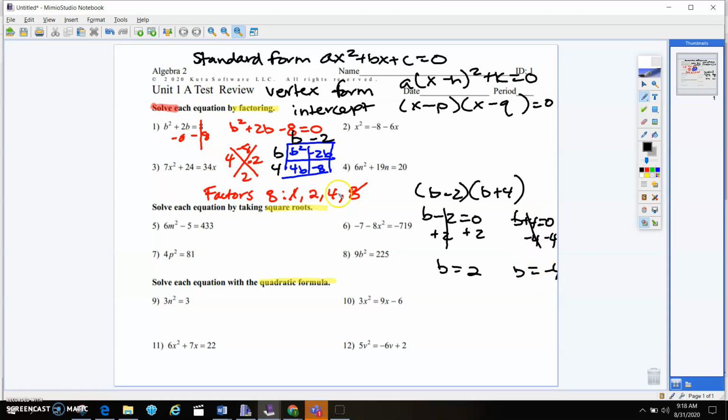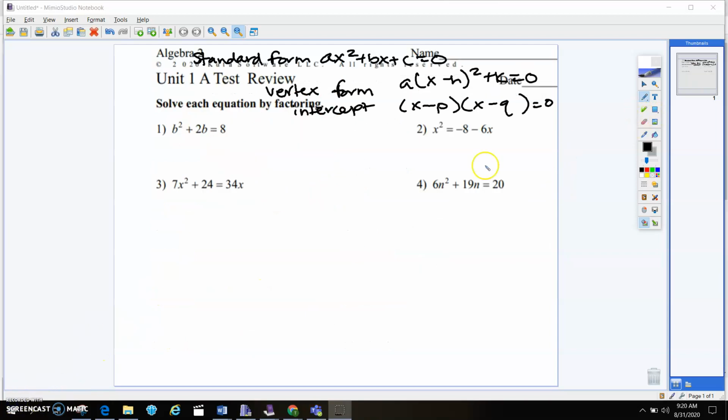I would pause the video and try number 2 on your own and then we'll take a look at it. I'm going to make this also a little less crazy. So on number 2, the same process is going to happen. We're going to put this into standard form by moving all of these numbers to the other side. You could have moved that x squared to the other side, but I personally don't like negatives, so I want to get rid of them as much as possible.